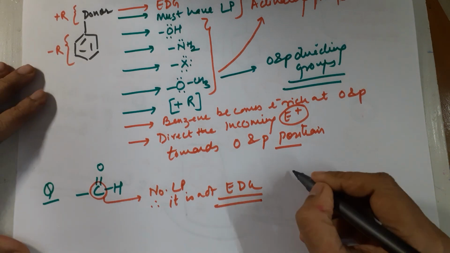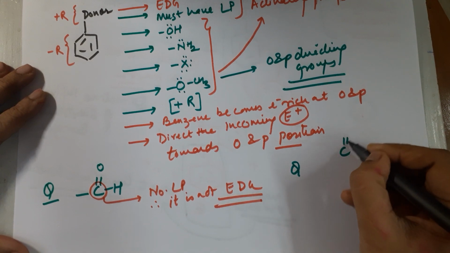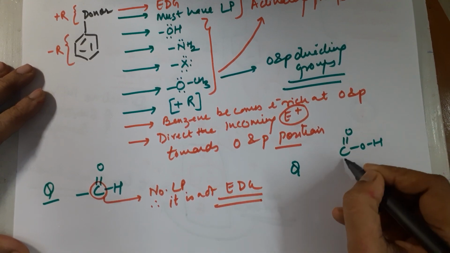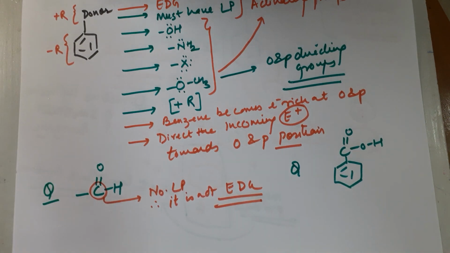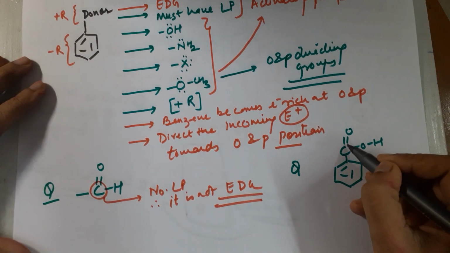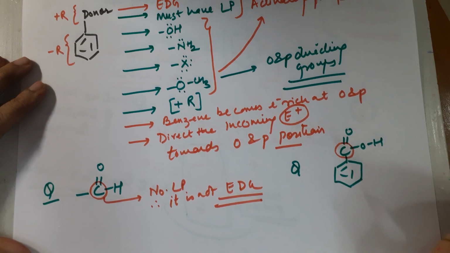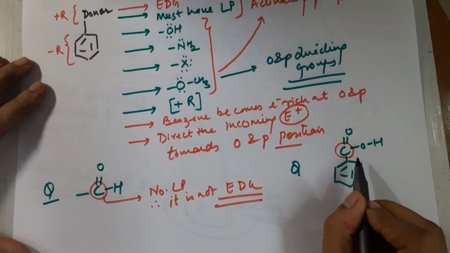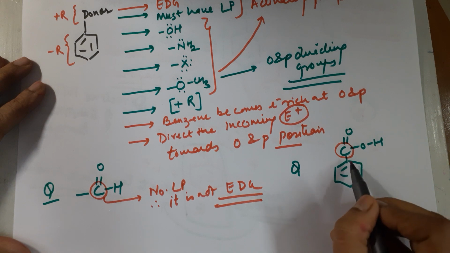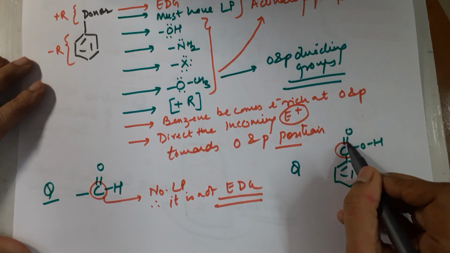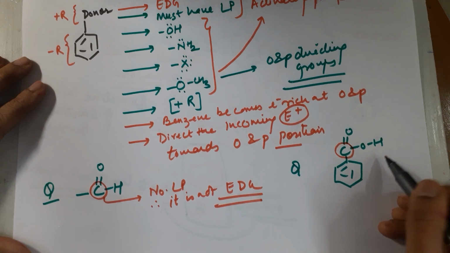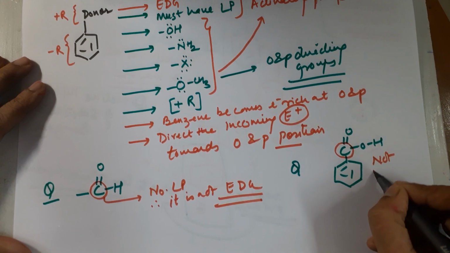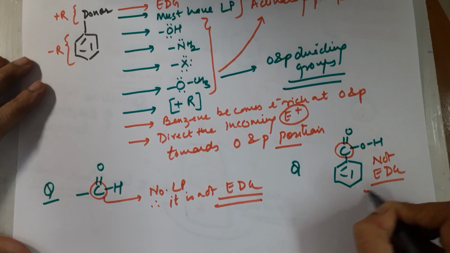Similarly, if I talk about a group which is carboxylic acid, if your carboxylic acid is attached to benzene, is it a donor group? Please look at the atom attached to the benzene ring. Again carbon. Does carbon have any leftover lone pairs? 1 bond here, 1 bond here, 2 bonds here. Carbon only has 4 electrons in the outermost shell. So, this is also not an electron donating group.